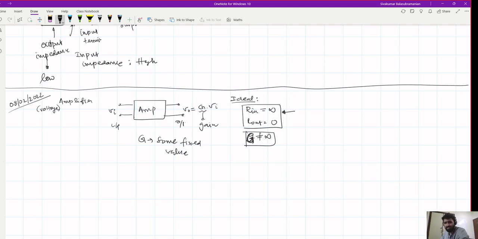And why do we want this? Why do we want infinite input impedance and zero output impedance? For loading effect. Okay, to avoid it. Is it enough if we just have one of these characteristics? Let's say Rin is infinity, well, Rout is definitely greater than zero. So if any other device is connected on the right side, then that's right, it will be a problem.